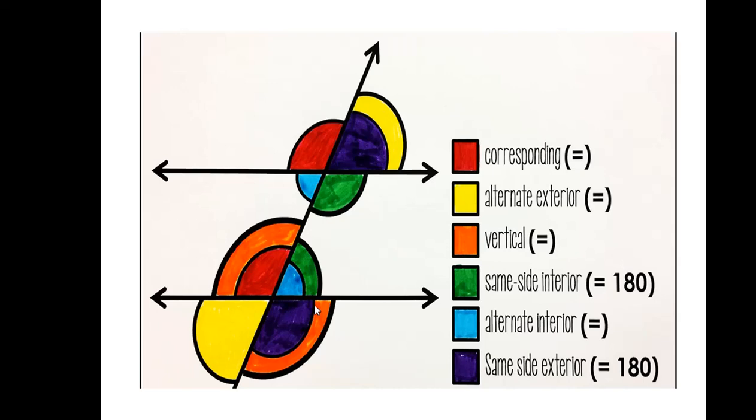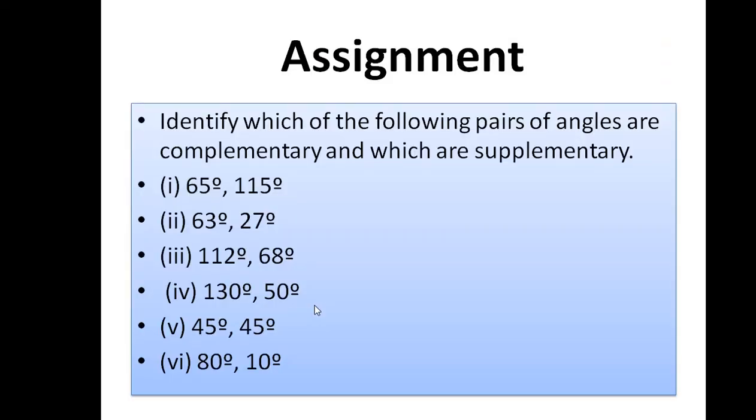I hope you understood. So I am giving an assignment based on these. Identify which of the following pairs of angles are complementary and which are supplementary. You know the rule, right? Complementary means if you add two angles, it will be equal to 90 degrees. Supplementary means if you add two angles, it will be equal to 180 degrees. With this you have to find out which pairs are complementary and which are supplementary.